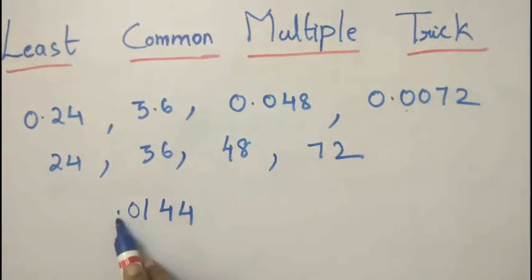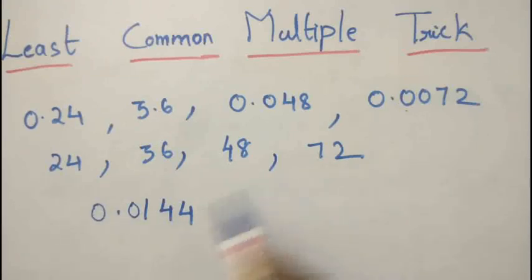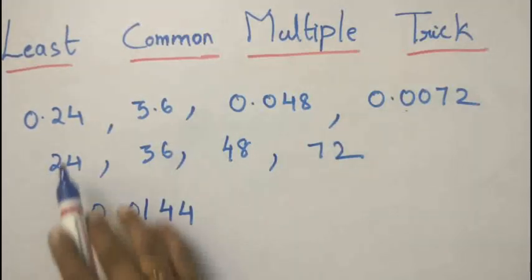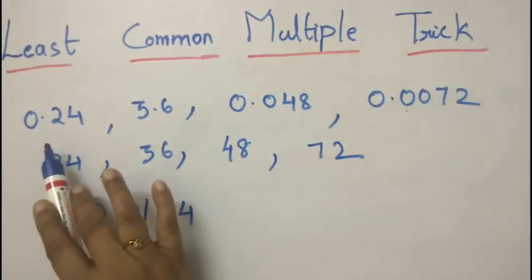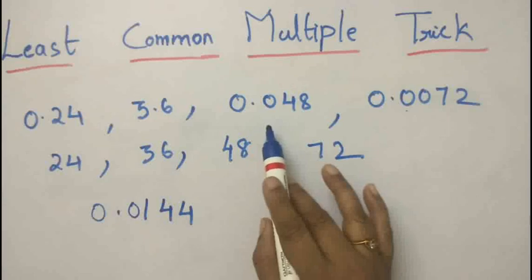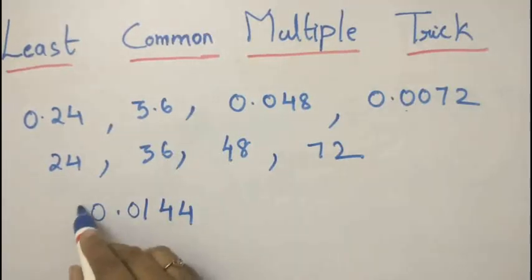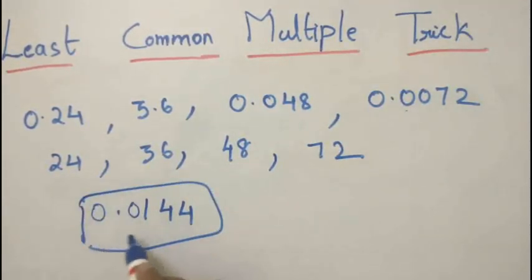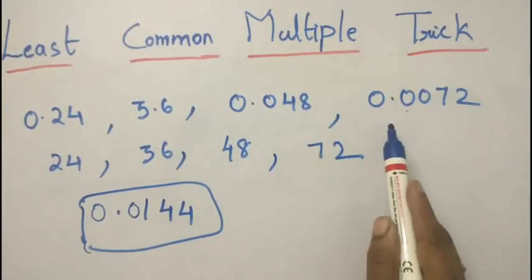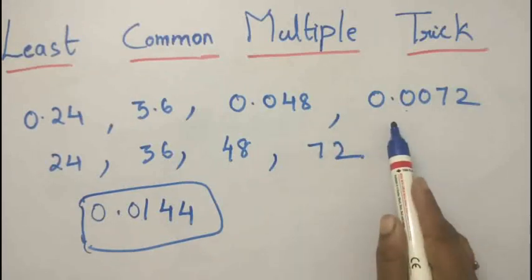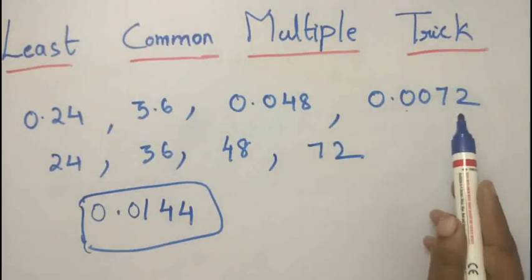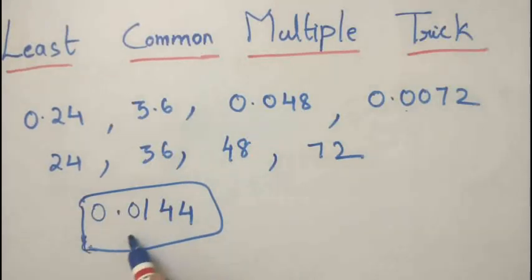Just check from the right hand side the number of digits, and if they are fewer, just put a 0 and the decimal point. So the answer for the LCM of 0.24, 3.6, 0.048, 0.0072 is 0.0144. Understood? That is, you have to go to the number which has more digits after the decimal point and just count the number of digits and keep that in the answer.